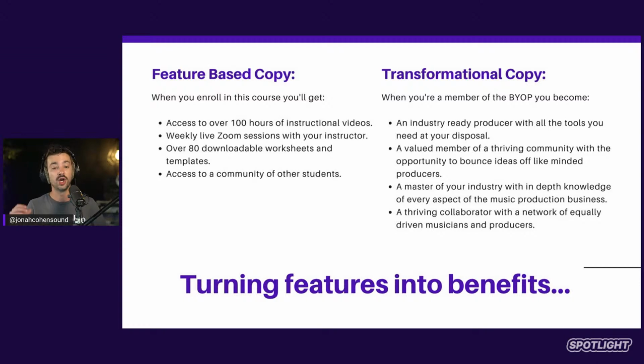So rather than saying when you enroll in this course, you'll get, let's focus on who the person is going to be. When you're a member of the Become Your Own Producer community, you become an industry ready producer with all the tools you need at your disposal. That's the 100 hours of instructional videos. A valued member of a thriving community with the opportunity to bounce ideas off of like minded producers. That's the weekly Zoom sessions with your instructors.